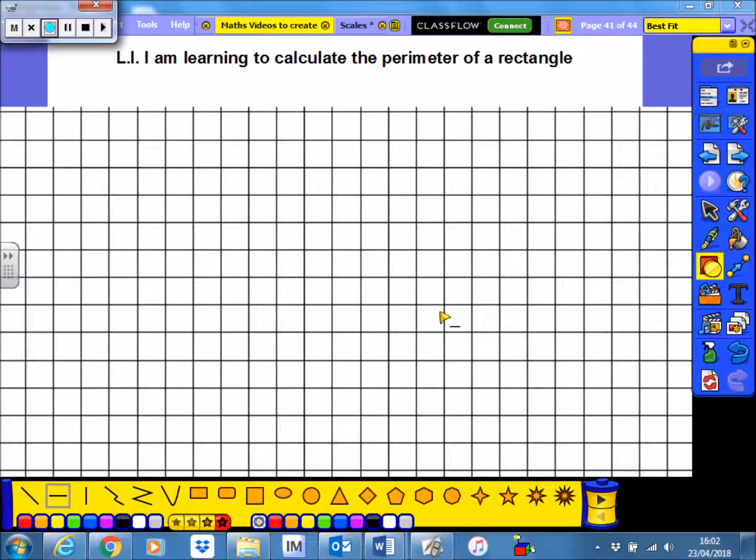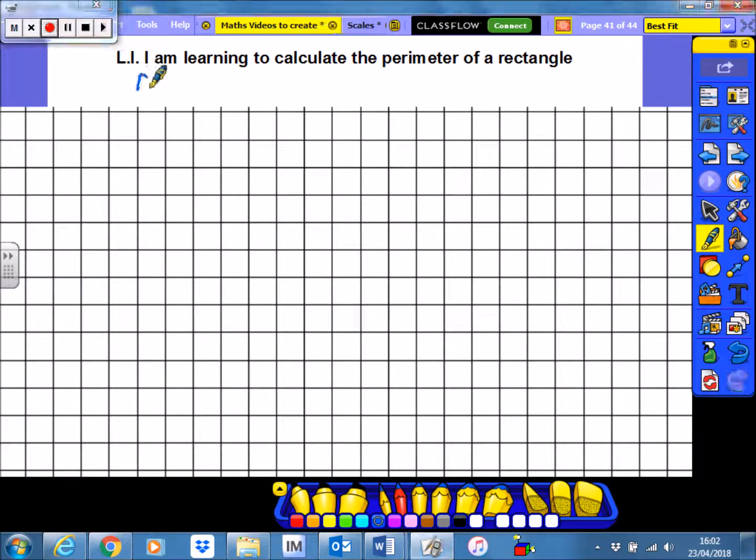Hi guys, in this video we're going to be looking at how to calculate the perimeter of a rectangle. Now the word perimeter quite simply means the distance around the outside of a shape. So perimeter is just the distance around the outside, and it's really not particularly complicated to work out.